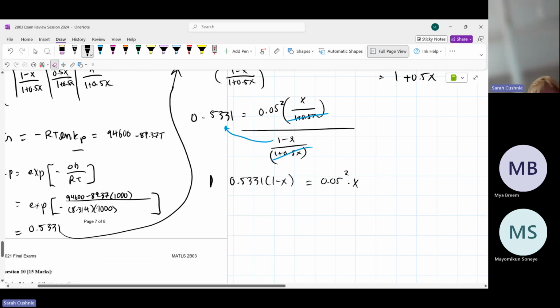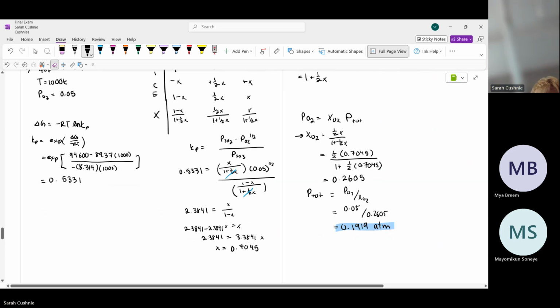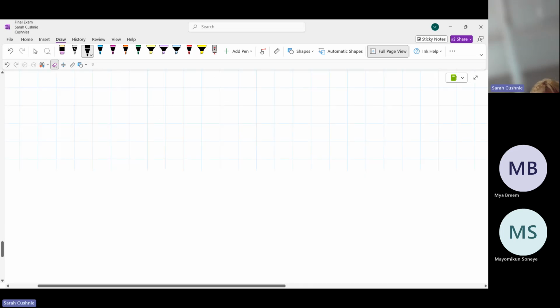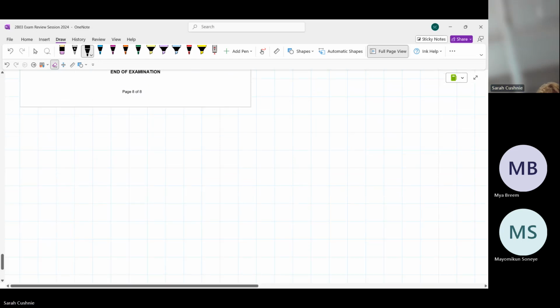Now you can rearrange and solve, but I'm too lazy to do it. You will get x is equal to 0. What did I say? 5331? Oh, I was way off. That was Kp. x is 0.7045.